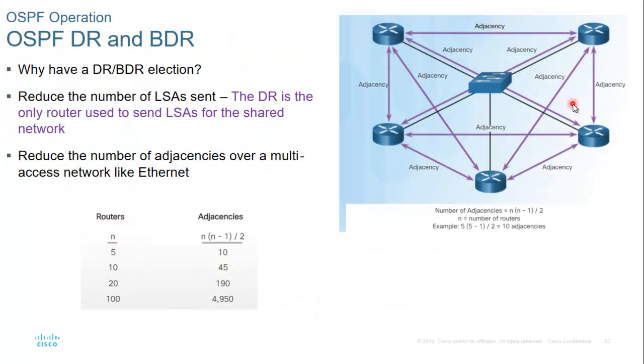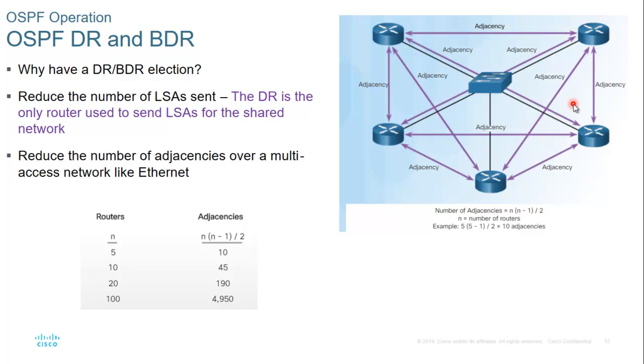So why have a DR-BDR election? This is done to reduce the number of link state advertisements sent. The DR, designated router, is the only router used to send LSAs for the shared network. Okay? And it reduces the number of adjacencies over a multi-access network like Ethernet.